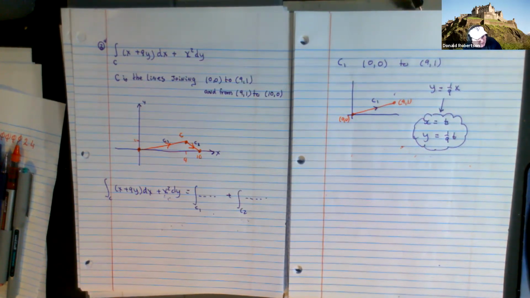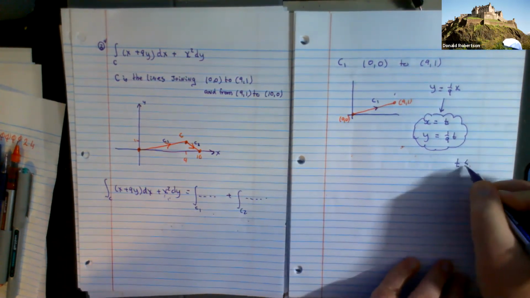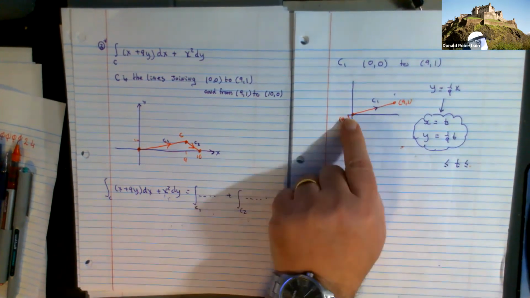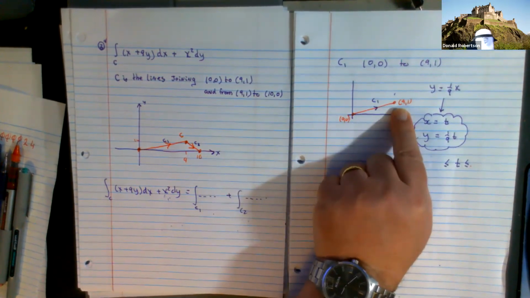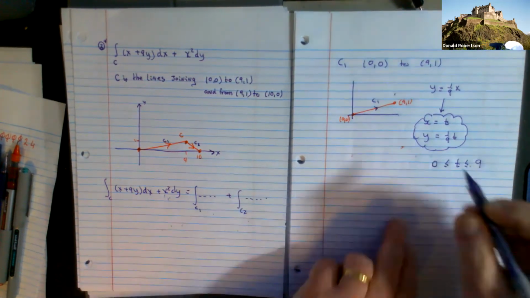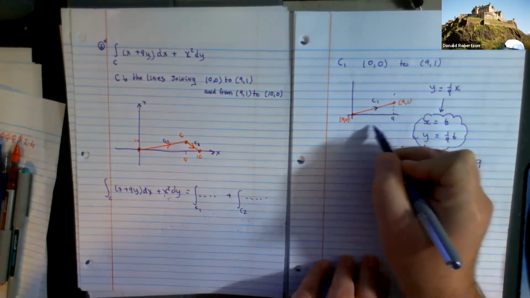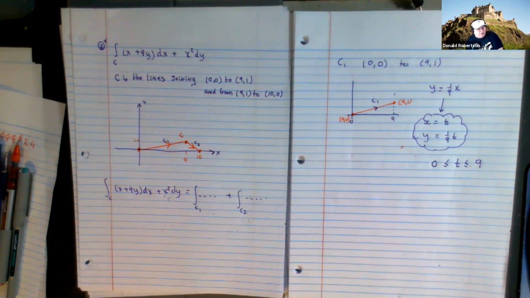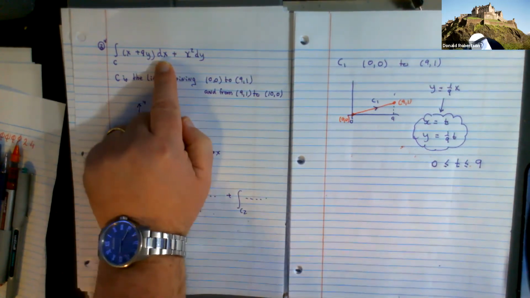So far, so good. Now, I need to know a start t and I need to know a finish t. If you want the line to start at the origin and finish at the point 9, 1, you want t to start at 0 and finish at 9. Essentially, the start and finish x value is the start and finish t value. Are we okay with that part? Any questions? We're good.